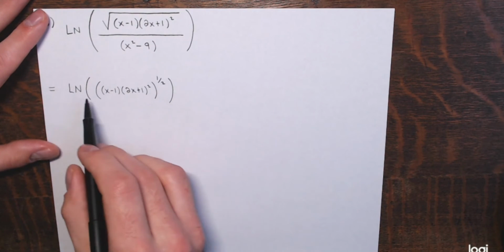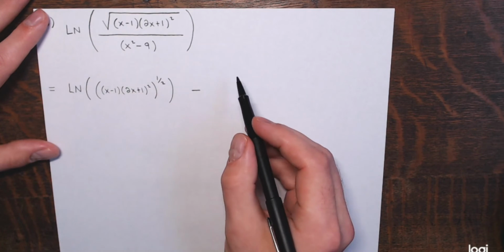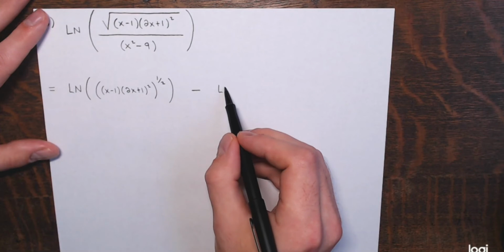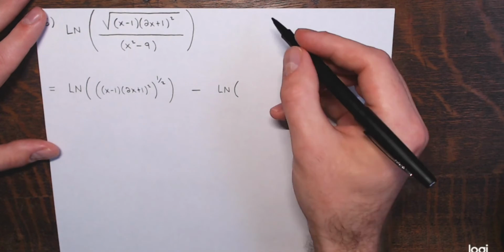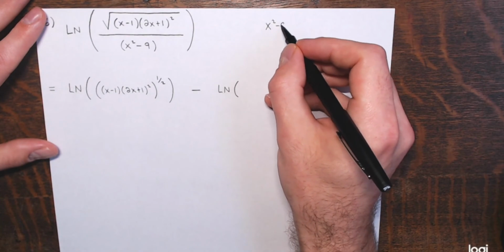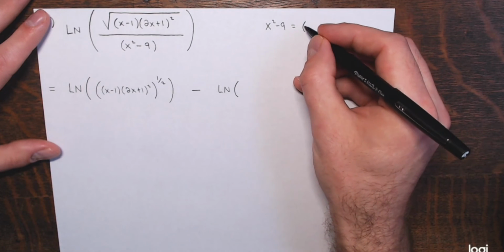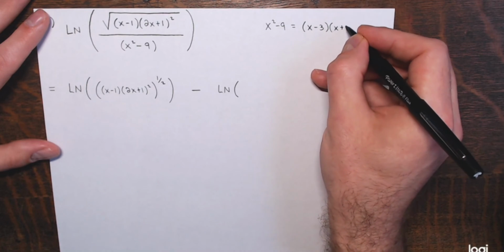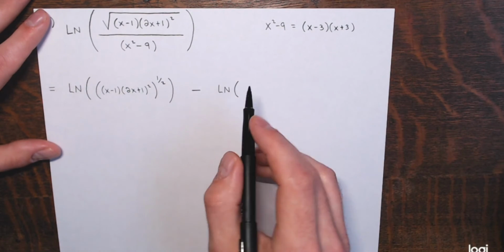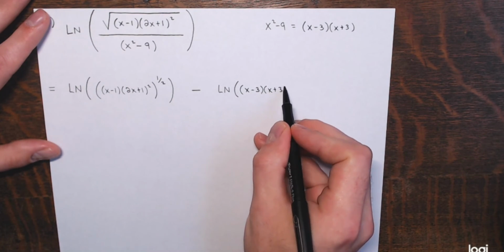So there's the log of the numerator minus the natural log of the denominator. Now here's something I'm going to do as well with this denominator. X squared minus 9 is factorable. Right? I can write x squared minus 9 as a product and then apply the product rule. Remember, this is a difference of squares. This would factor to x minus 3 times x plus 3. So that is how I'm going to write the denominator here: x minus 3 times x plus 3, instead of x squared minus 9.